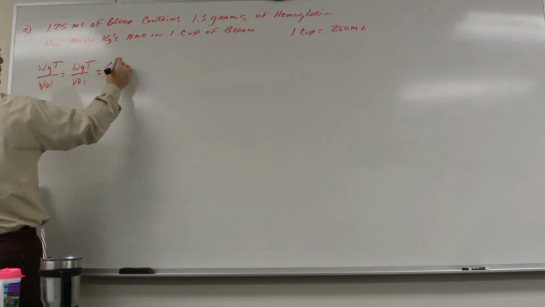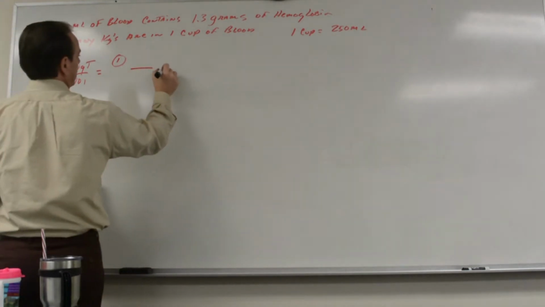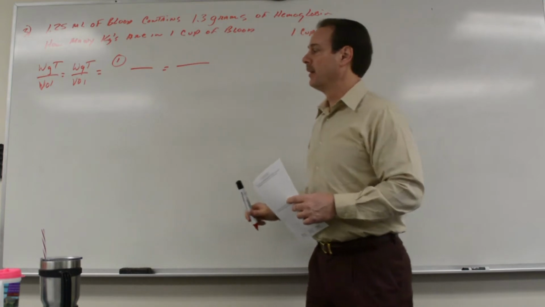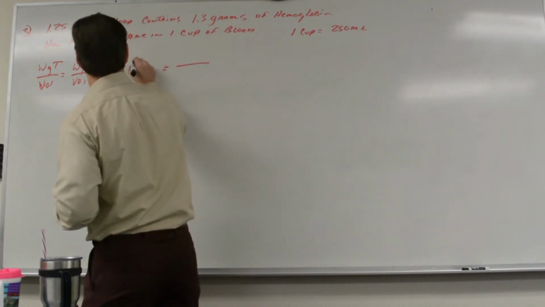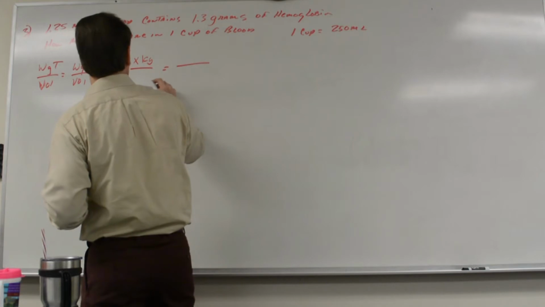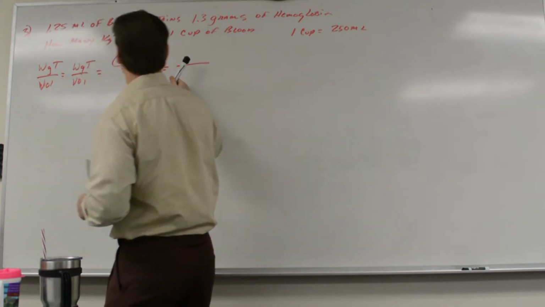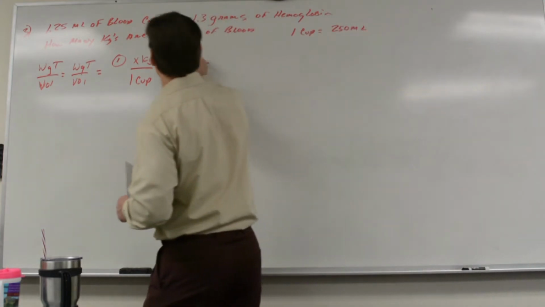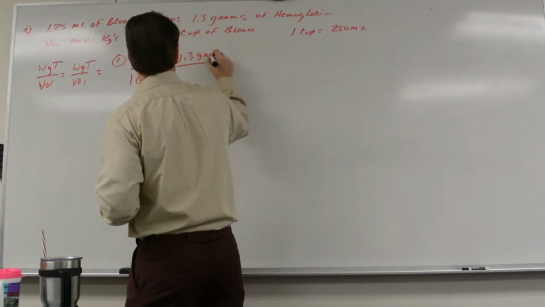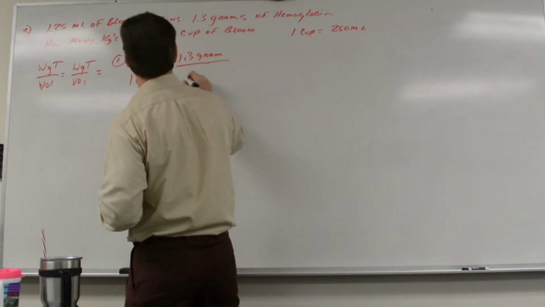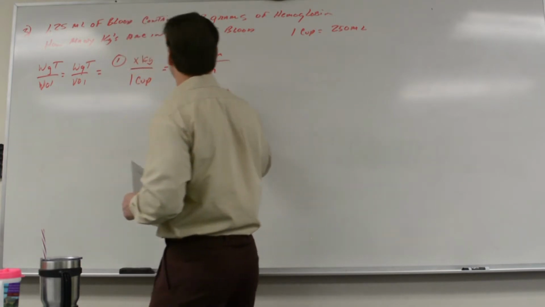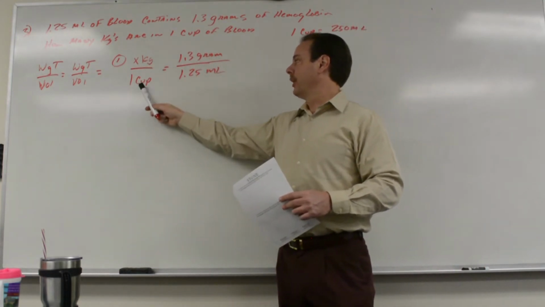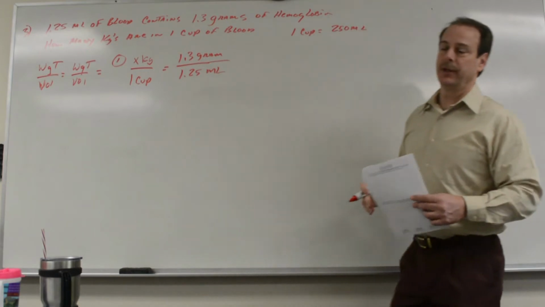So our first step is, let's put everything in its proper place. What are we looking for? Kilograms, right? So let's put x kg here, and that's in 1 cup. What are we going to put here? 1.3 grams. And in the bottom we're going to put 1.25 milliliters. So this is a unit of weight, this is a unit of weight, this is a unit of volume, that's a unit of volume.